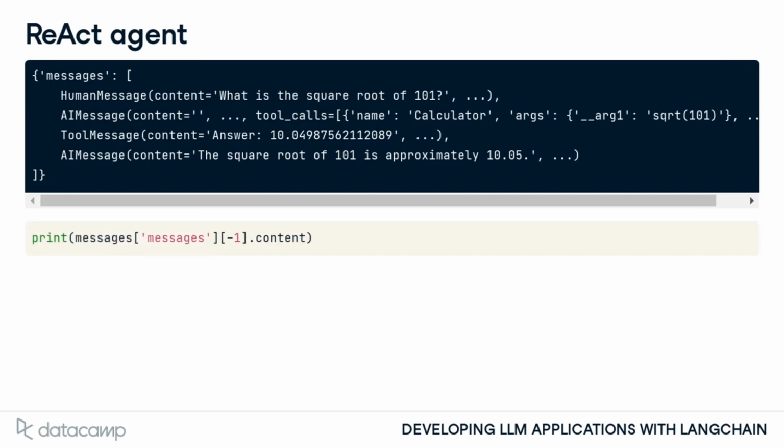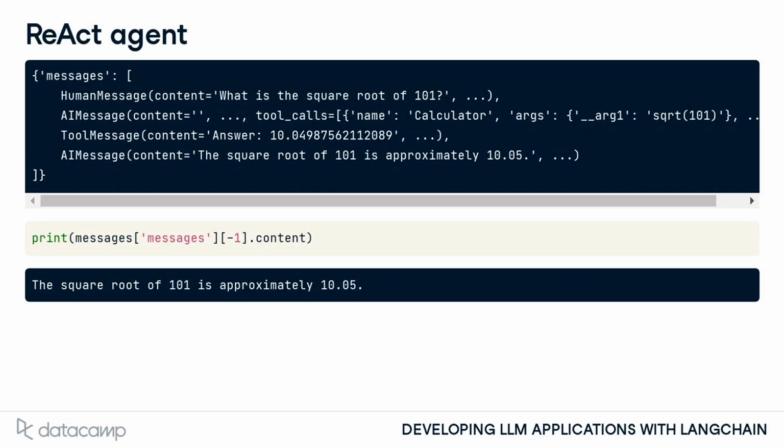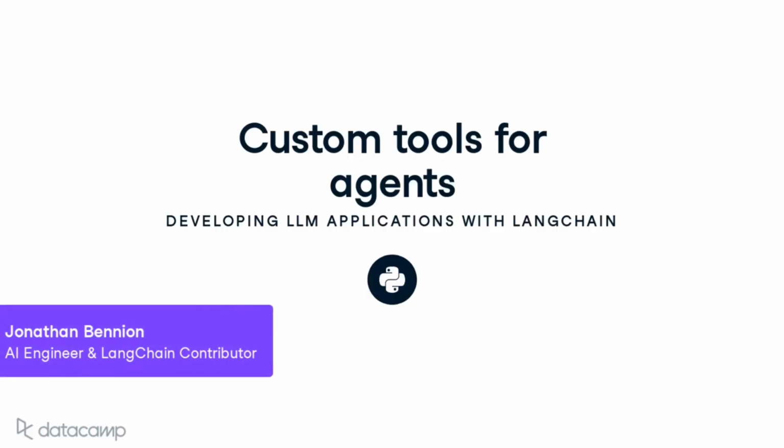If we just want the final response, we can subset the final message and extract its content with the content attribute. Now let's begin implementing agents. Now that we've created our first agent, let's take a closer look at tools so we can design our own.